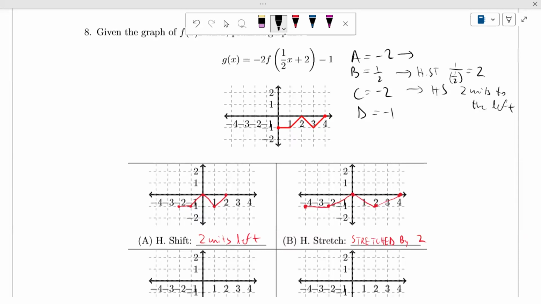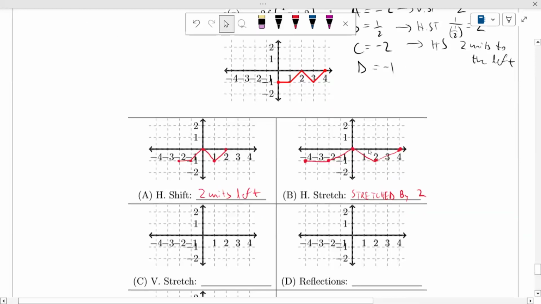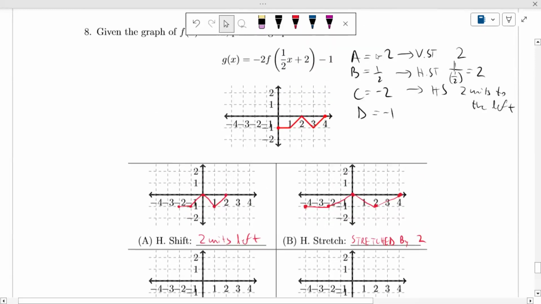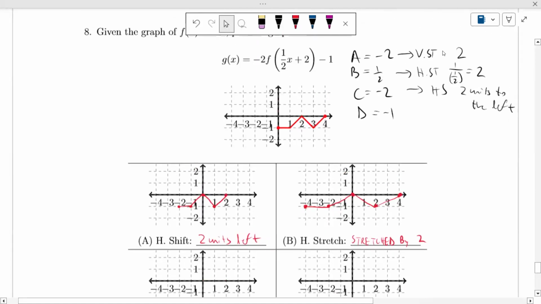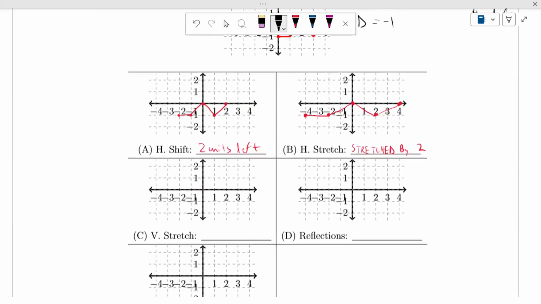The vertical stretch, V stretch, is we're multiplying by whatever the absolute value of A is. So this is going to be stretched by a factor of 2. Don't worry about the negative sign out front. That corresponds to a reflection, which we'll do on the next step. So we're going to stretch all of this by a factor of 2. Over here, I'll write for vertical stretch, stretched by 2.